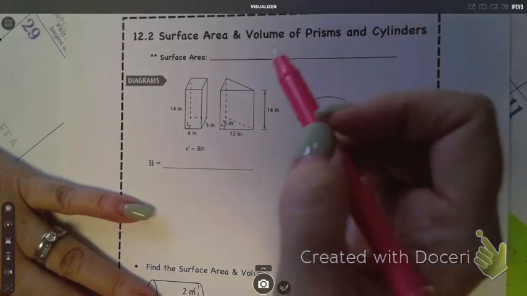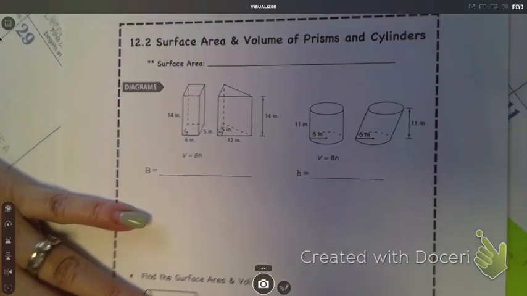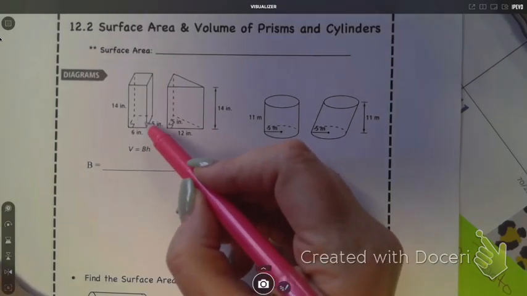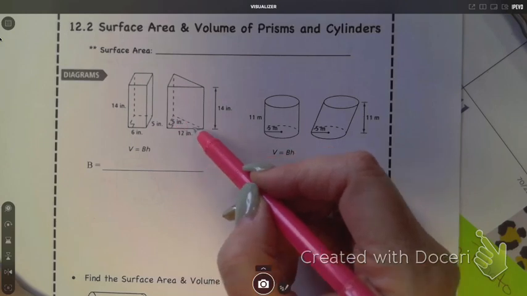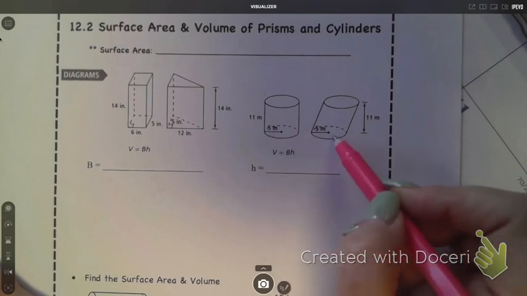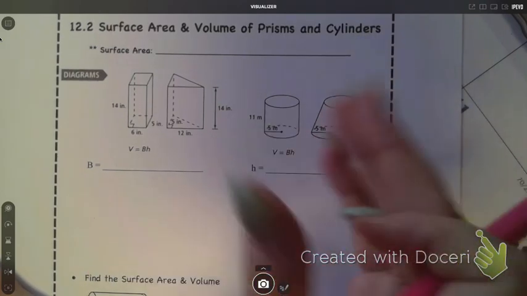Okay, so 12.2, surface area and volume of prisms and cylinders. There are different kinds of prisms. There are rectangular prisms, triangular prisms, trapezoidal prisms. You name them by their base. Does that make sense? This base is a rectangle, so it's a rectangular prism. This base is a triangle, so it is a triangular prism. These are cylinders, they're both cylinders. This one is just a little slanted. Does it make a difference? Nope.